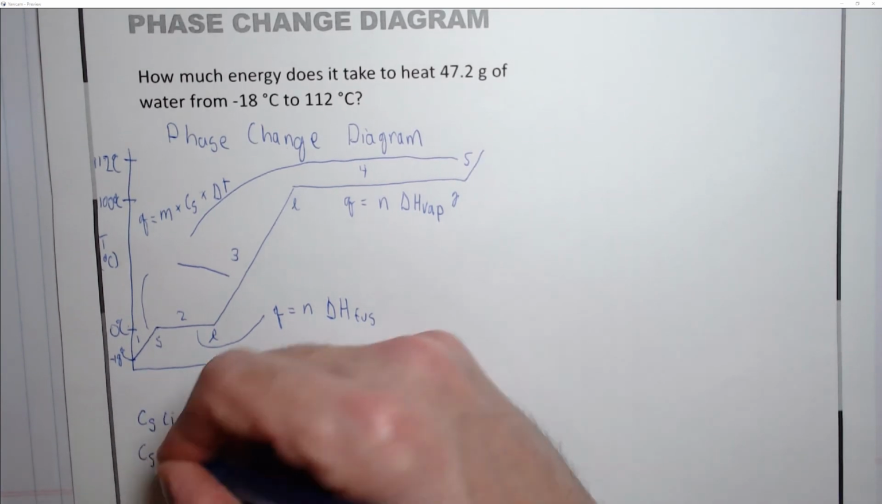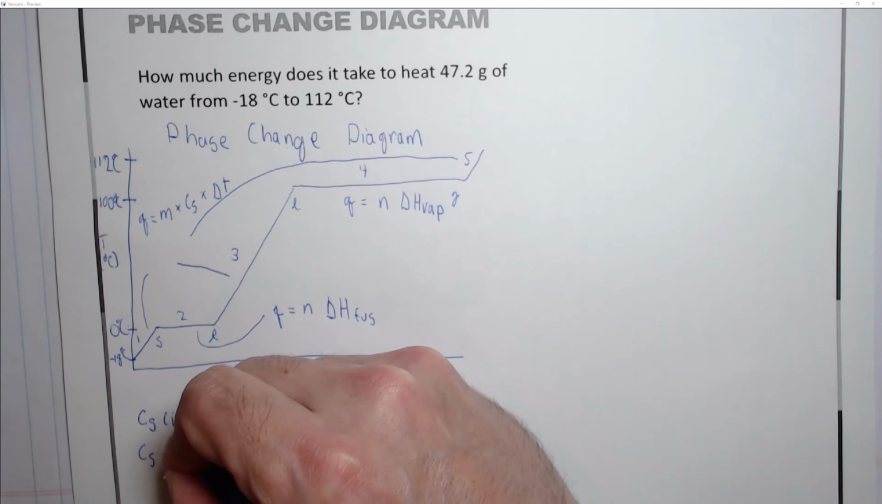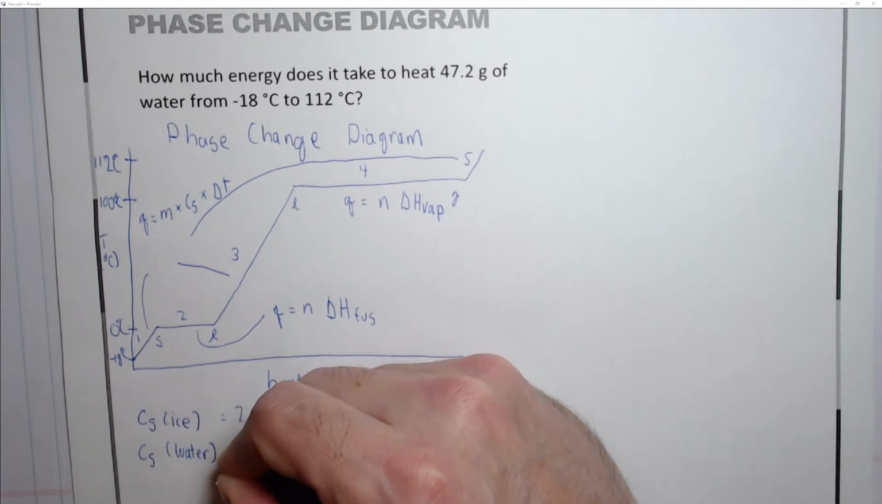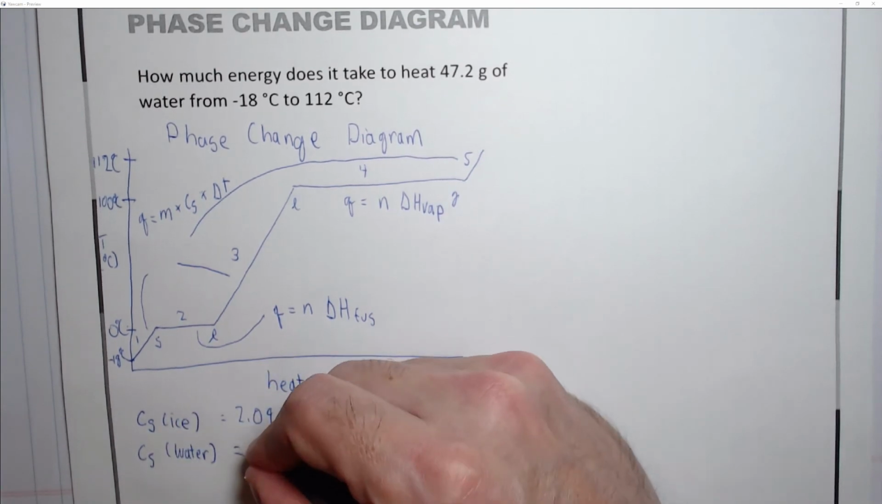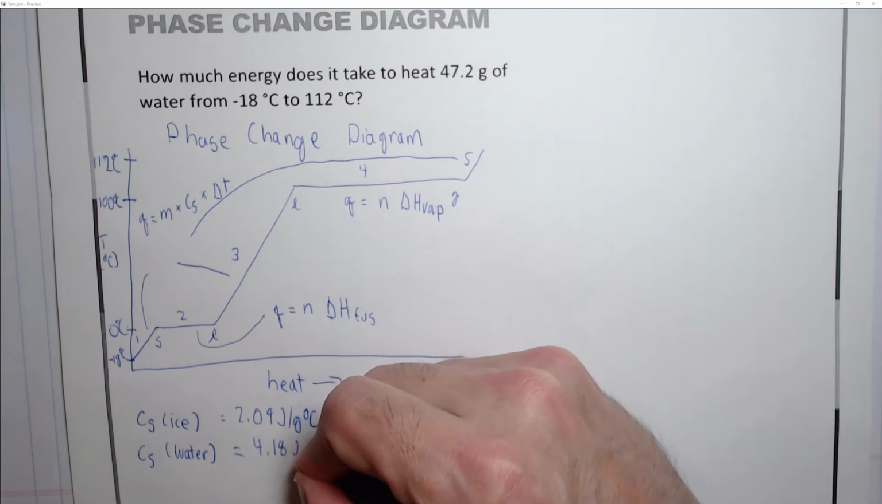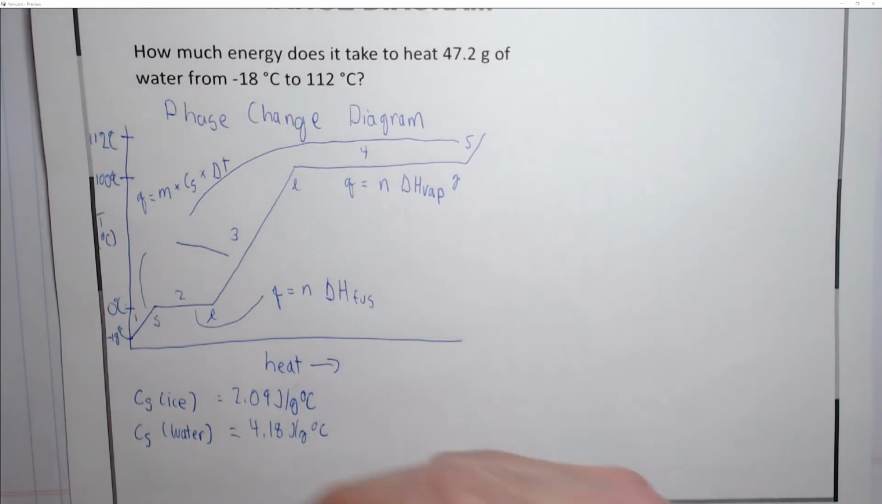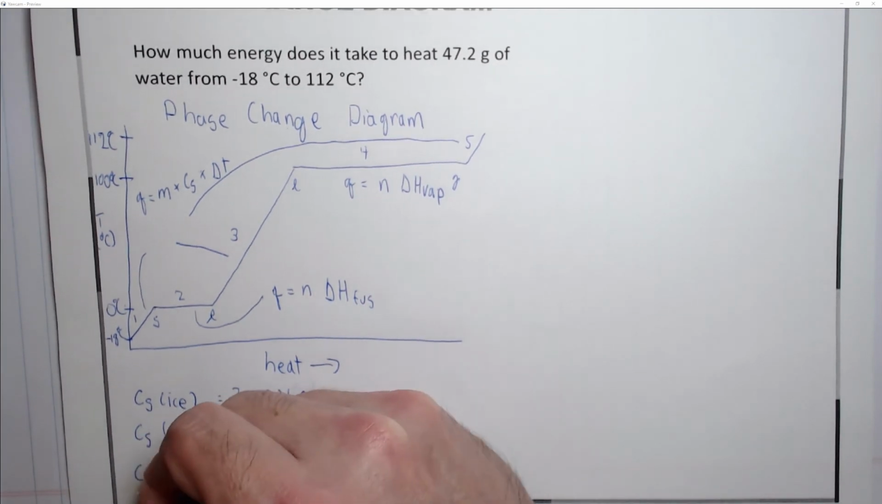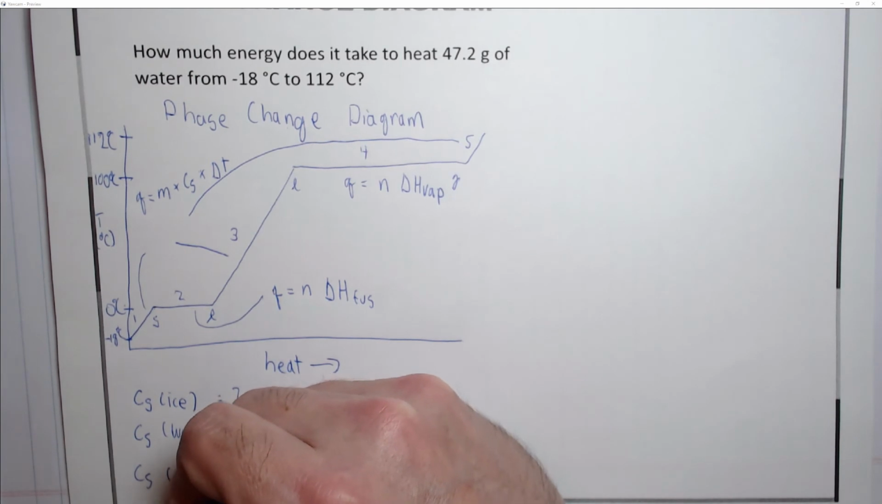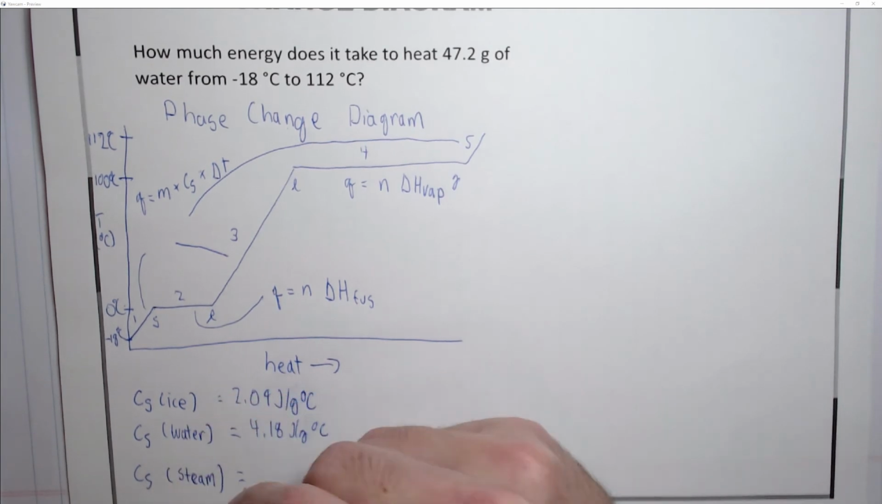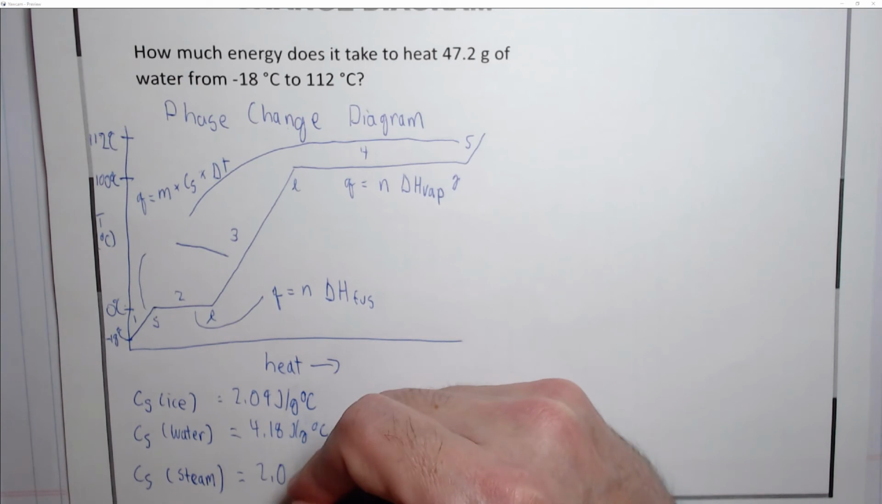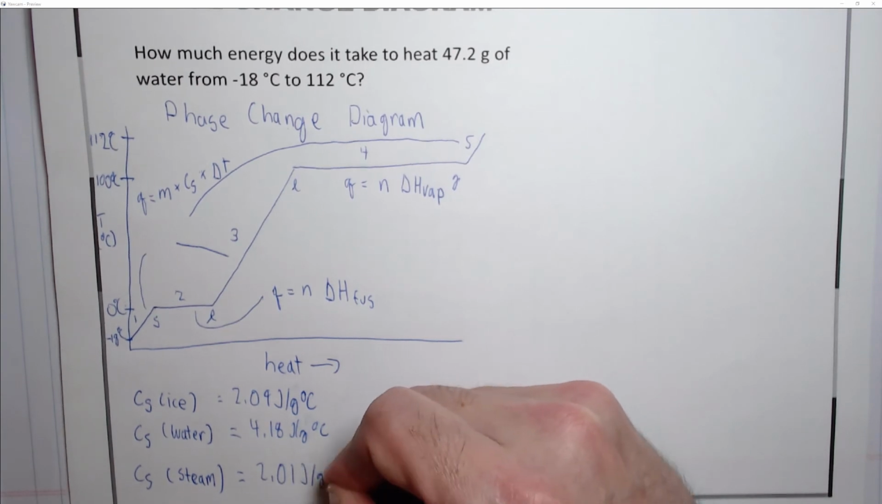The C sub S of water, liquid water, is equal to 4.18 joules per gram degree C, and you may remember that one from when we talked about it in the previous chapter. And the C sub S for steam or gaseous water is equal to 2.01 joules per gram degree C.